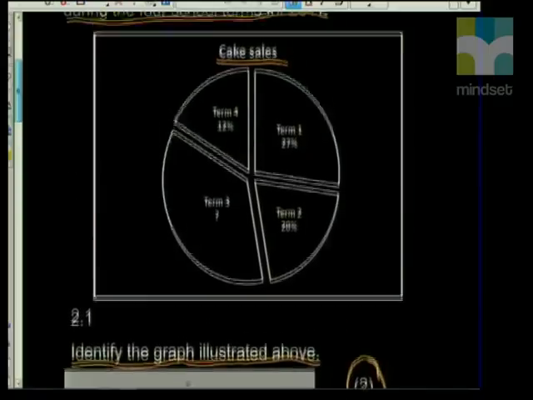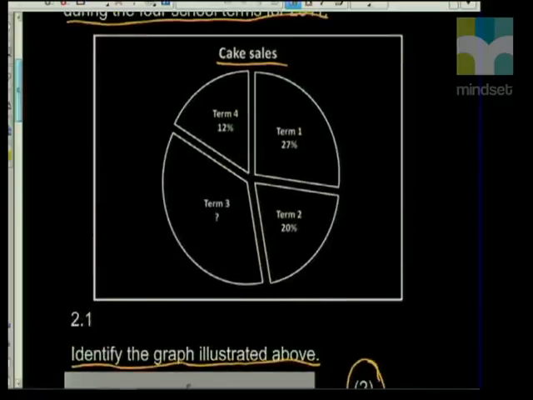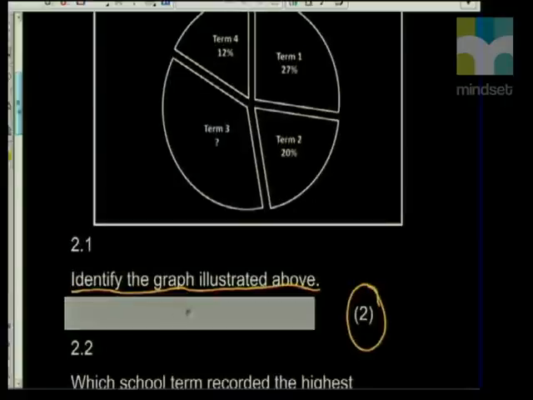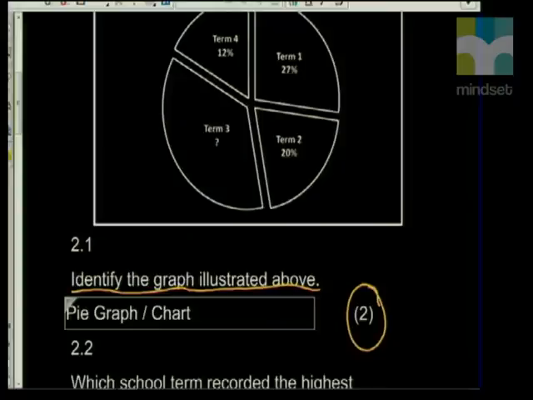Question 2.1: identify the graph illustrated above. Now, remember earlier when I said you sometimes get really easy questions with these sections, and this is one of these easy questions where you literally just have to identify it. In this case, we know that this chart is a pie graph or a pie chart. They could also give you different types, like a bar graph or a histogram, but you need to know the difference between the different types of graphs. So the first question, 2 marks, easy, it's a pie graph.